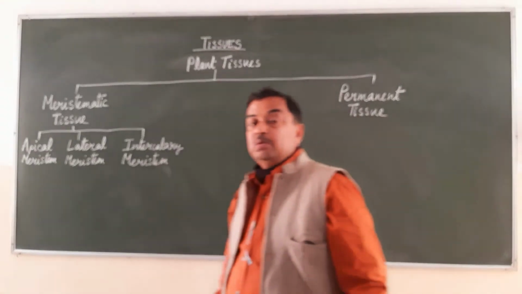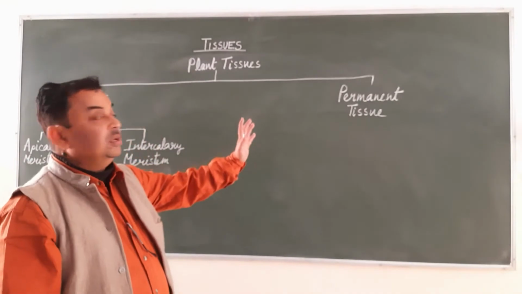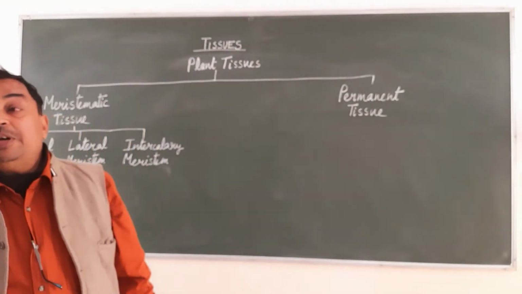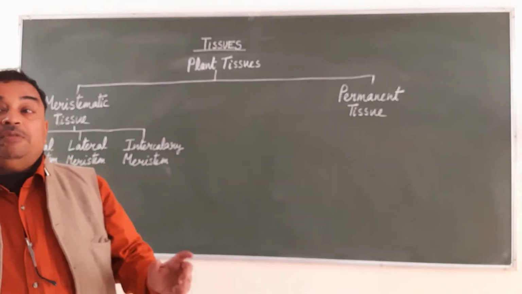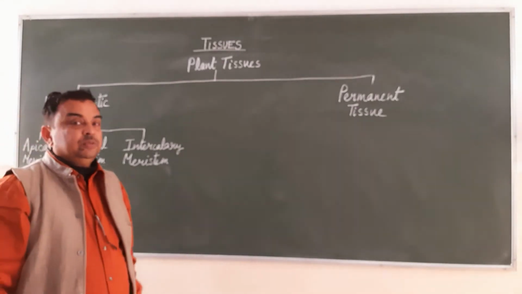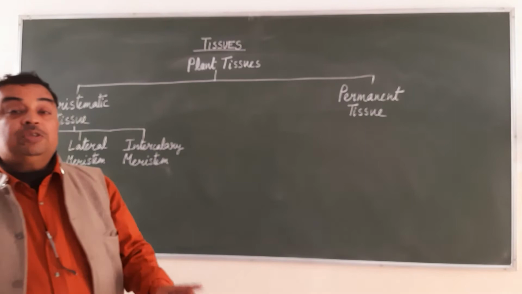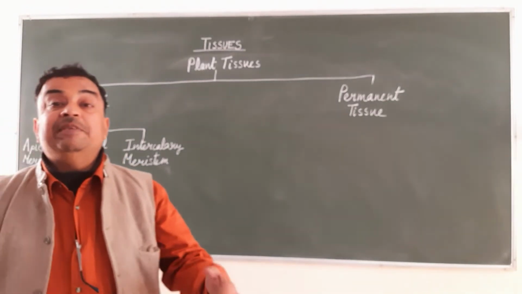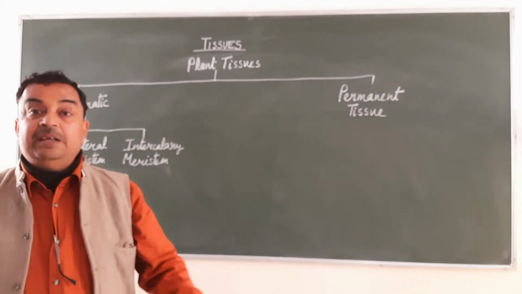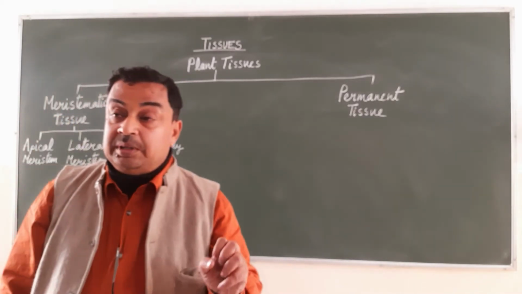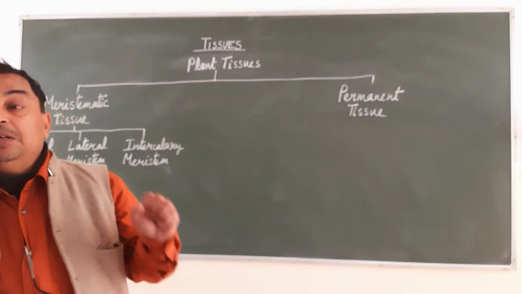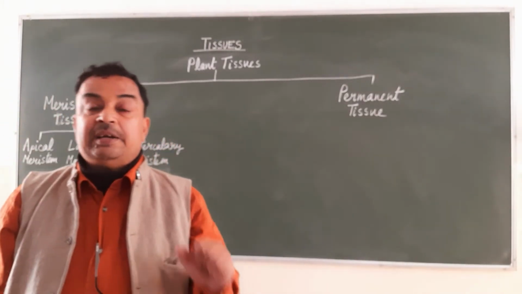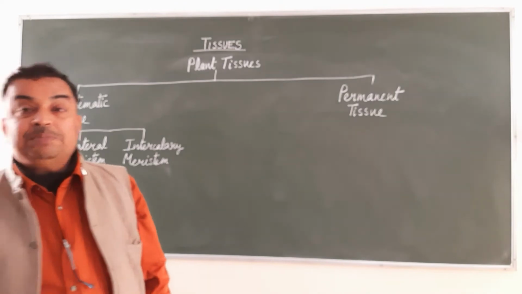Now let us come to permanent tissue, children. Permanent tissue is a group or collection of living or dead cells which are formed by meristematic tissues, but they have lost the ability to divide. That means they cannot divide further, and they are permanently placed at a fixed location, so they are known as permanent tissue.